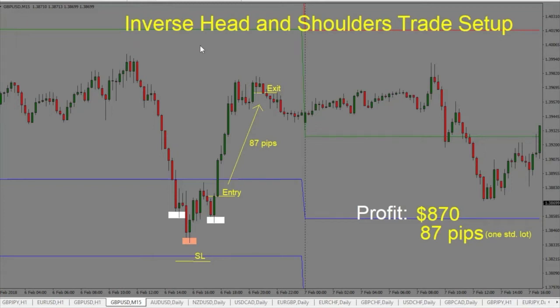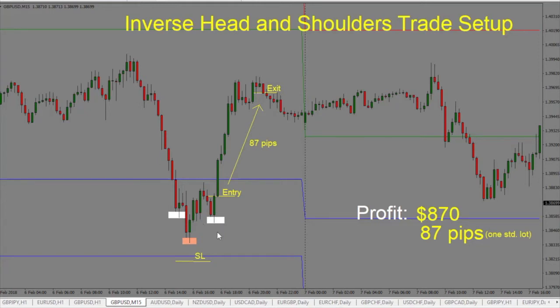An inverse head and shoulders trade setup basically looks like this. We have a head in the middle, which is the lowest point that the price has reached in a trade, and then we have a left shoulder, which is a little bit higher than our head, and then right shoulder, which is approximately at the same level as our left shoulder, just on the right hand side.